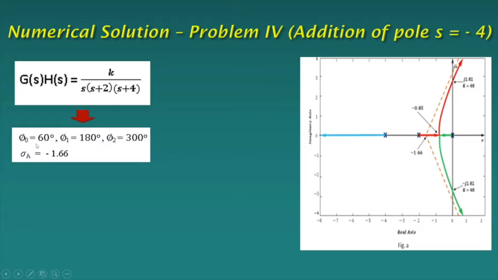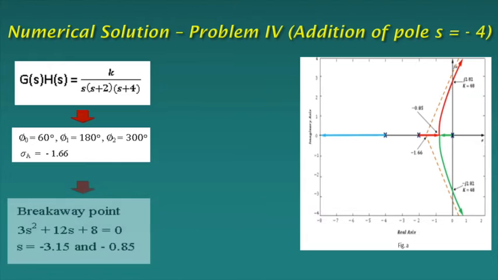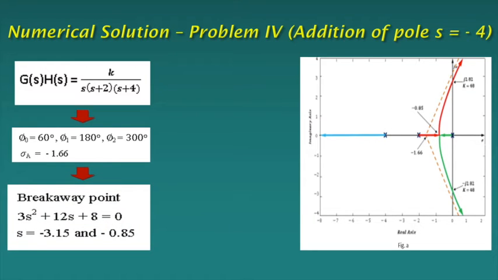Then when Q equal to 0, phi 0 equal to 60. When Q equal to 1, phi 1 equal to 180. Q equal to 2, then phi 2 equal to 300. Then find the centroid of the asymptotes. So we get the centroid of asymptotes as minus 1.66. Then calculate the breakaway point.